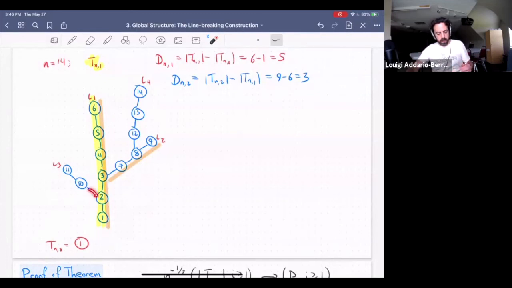So dn3 would be 2 because we add 2 vertices, or equivalently a branch of length 2, to make the third tree. dn4 would be 3 because we add a branch of length 3 to make the fourth tree. Okay.